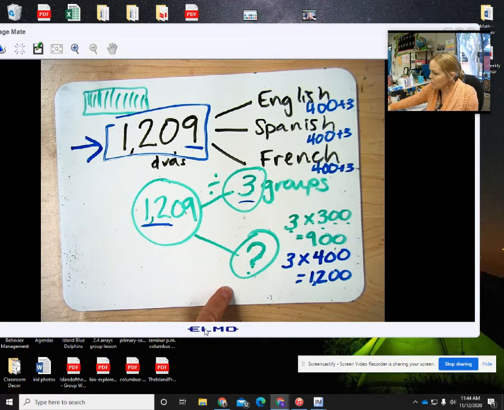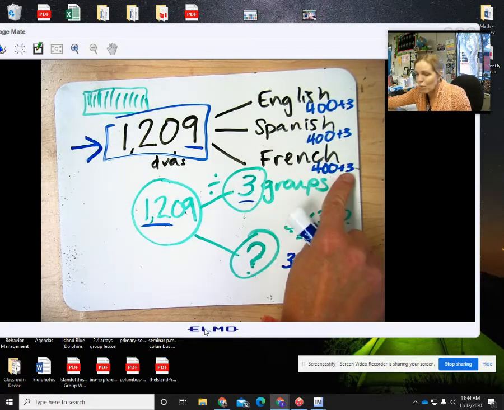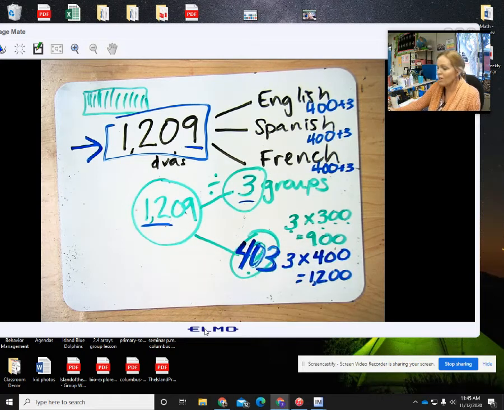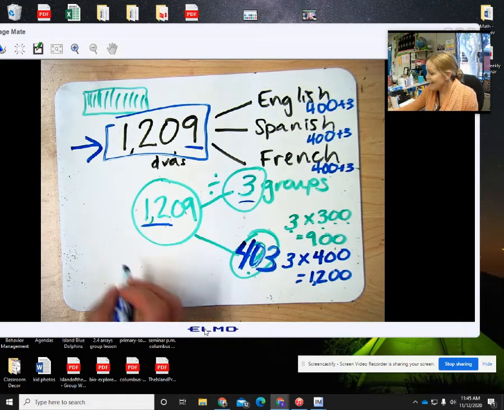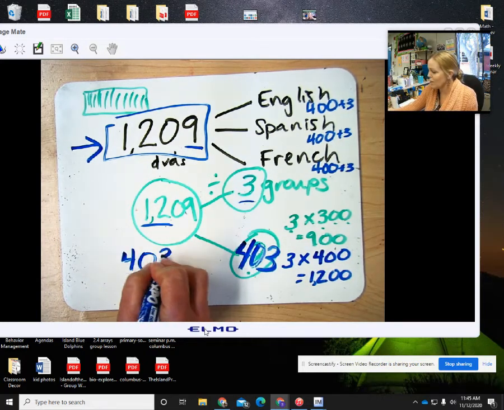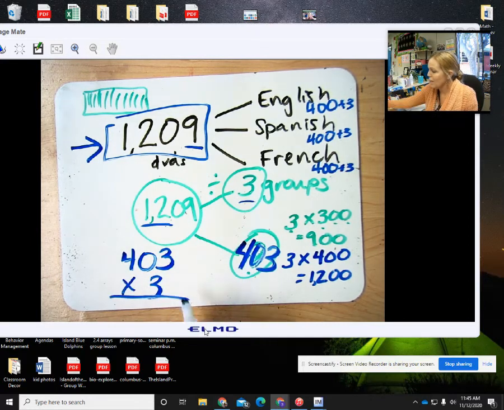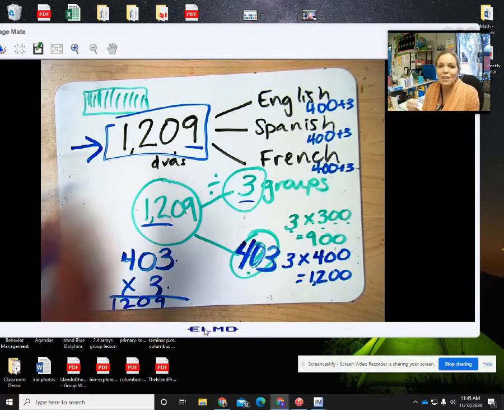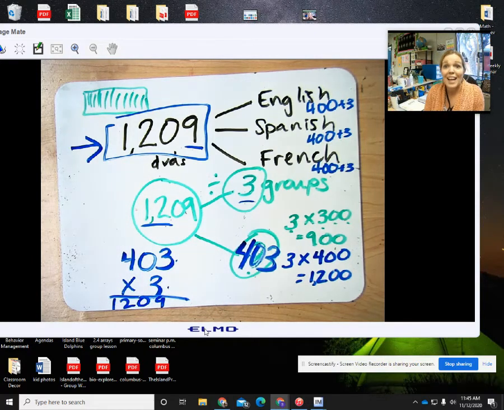One way to check this would be to say there's going to be 403 in each of the groups. So that gets rid of my question mark. And then to check, I could do multiplication. 403 times 3, meaning that there's this amount in the 3 groups, English, Spanish, and French. If I do the math on that, 0, 12, that gets me up to 1,209. Okay, so that's how to solve that sort of problem.